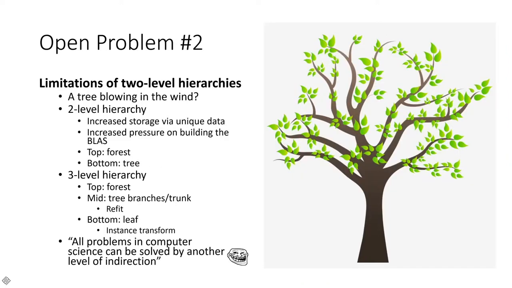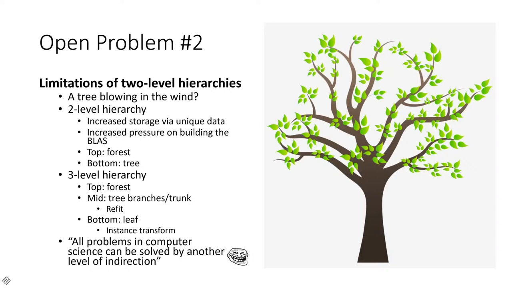The next open problem is around challenges of a two-level hierarchy. Let's take the example of a tree blowing in the wind. You can implement this with a two-level hierarchy where in the top level lives all the trees, so the forest really, and the bottom is the actual tree, which needs rebuilds over time as it animates in the wind. This leads to increased pressure of rebuilding the bottom level as the leaves animate, which is expensive and a lot of unique geometry. Alternatively, with a three-level hierarchy, you split the forest, the tree, and the branches, and narrow down and reduce how much rebuilds and refits you need. I'm sure you can think of other examples where another level of indirection could really help. And so what's the saying again?